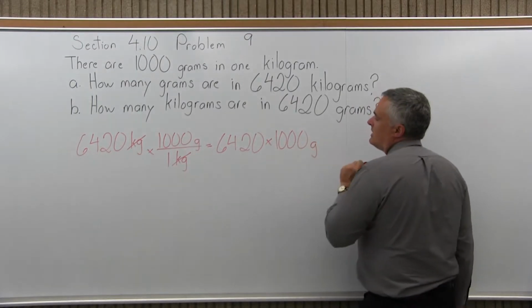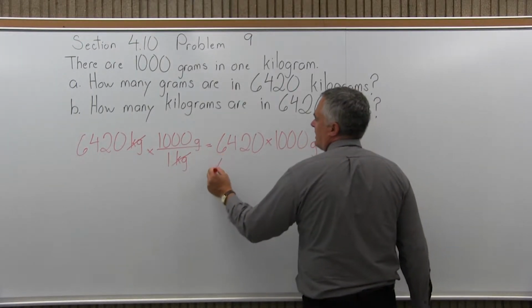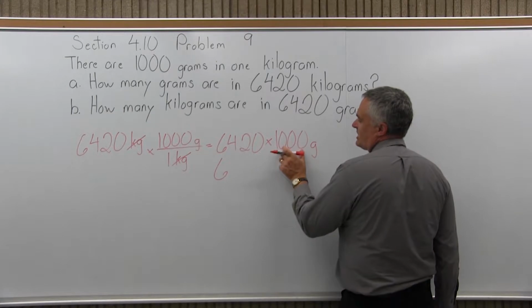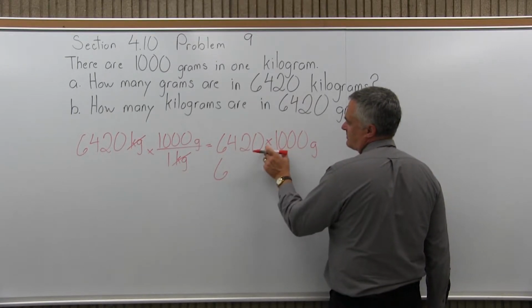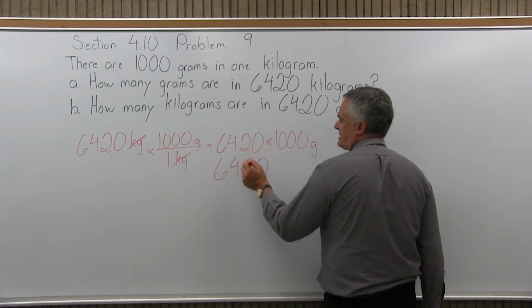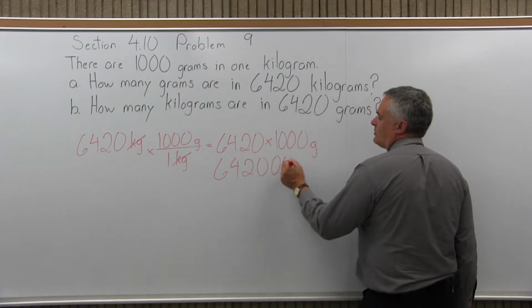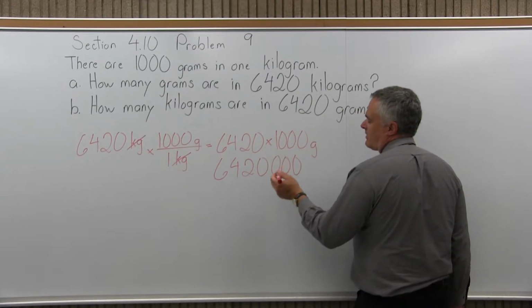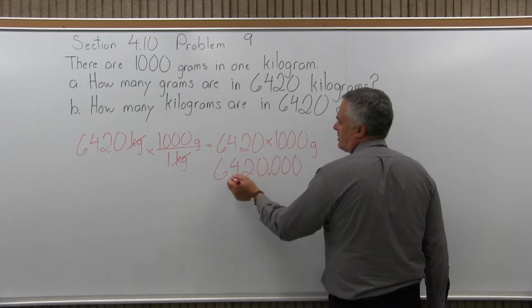G for grams. Now, big multiplication, but basically, since it's such an even number, you just put the 3 zeros from the 1,000 after the 6,420. So I put 6,420, 1, 2, 3 zeros. You could do it on a calculator if you don't know this trick. I can put in the commas.